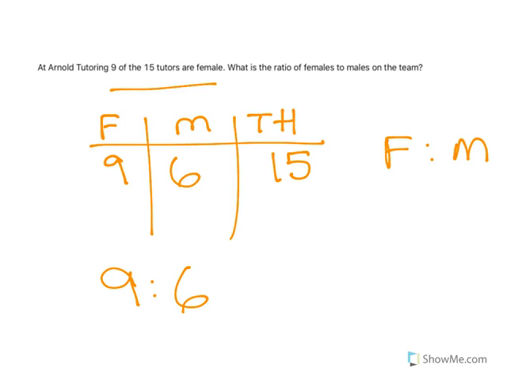We always want a ratio in lowest terms, so we think, can these two numbers be divided by anything? And they can. We know they're both divisible by 3. So just like reducing fractions, we'll divide both of them by the same amount to maintain the ratio. So 9 divided by 3 is 3. 6 divided by 3 is 2. So our ratio of female to male is 3 to 2.